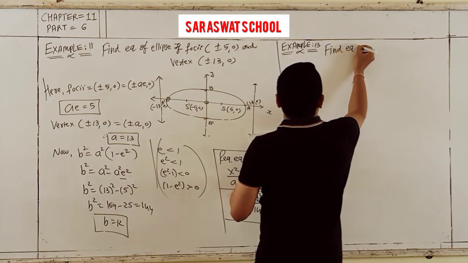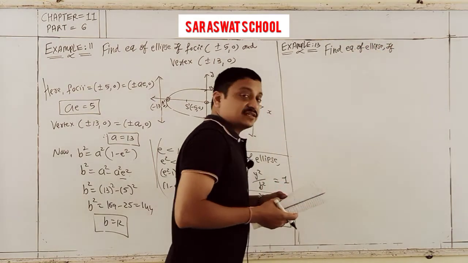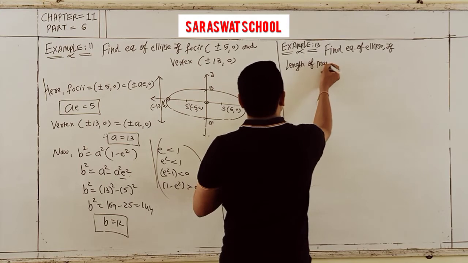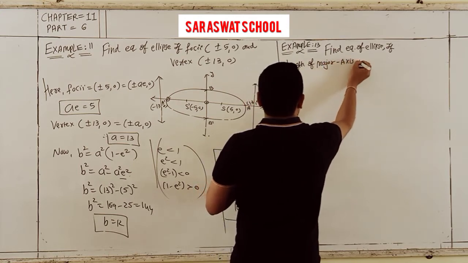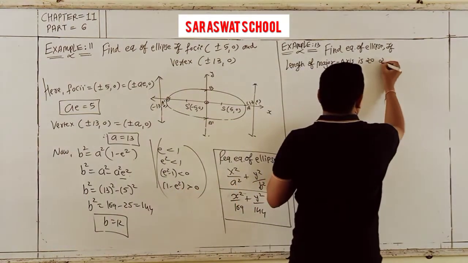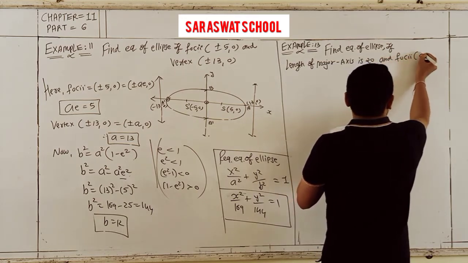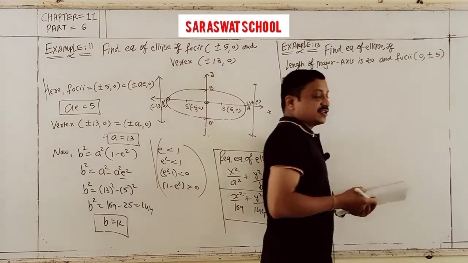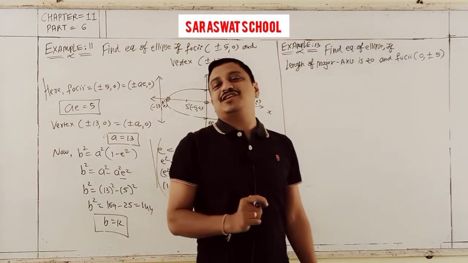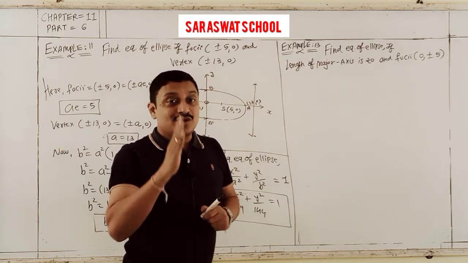Find the equation of the ellipse, given that the length of the major axis is 20 and the foci are (0, ±5). So again I repeat: if the foci are given, always plot the drawing. Foci (0, ±5) means they are on the y-axis.